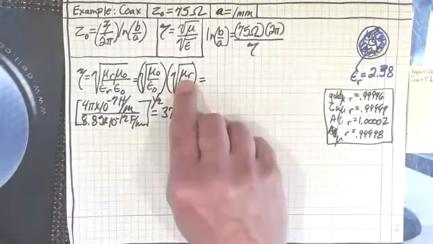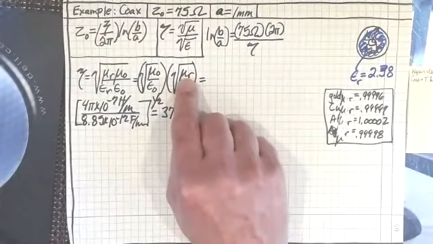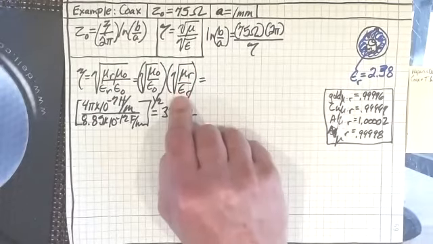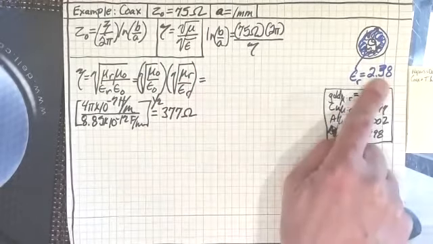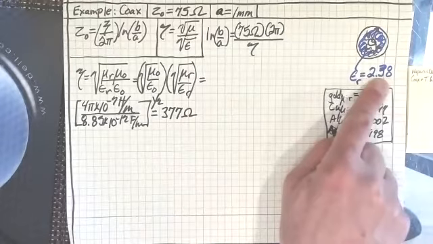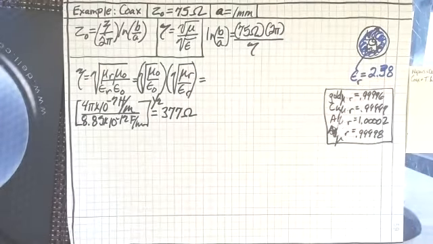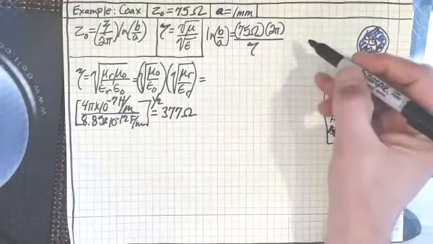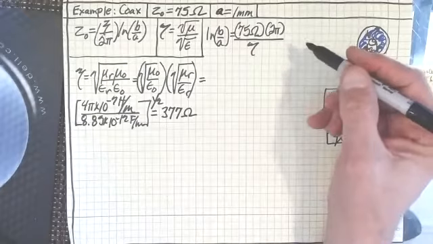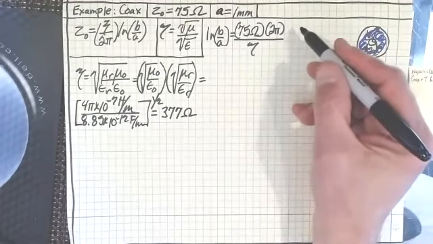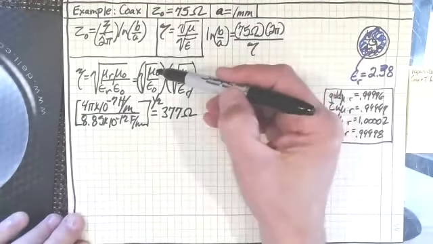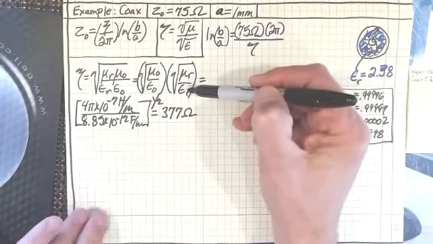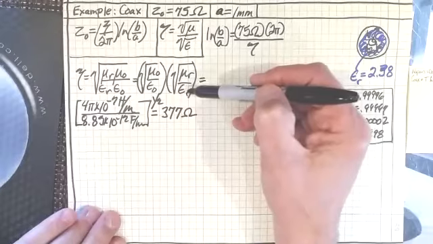Now, I said that the numerator is always going to be 1. So if the numerator is always 1, then epsilon sub r, oh, look at that, is 2.38. So we still have epsilon sub r there, don't we? So let's look at what this actually becomes, because we got 377 here and we've got epsilon sub r in the denominator, don't we?